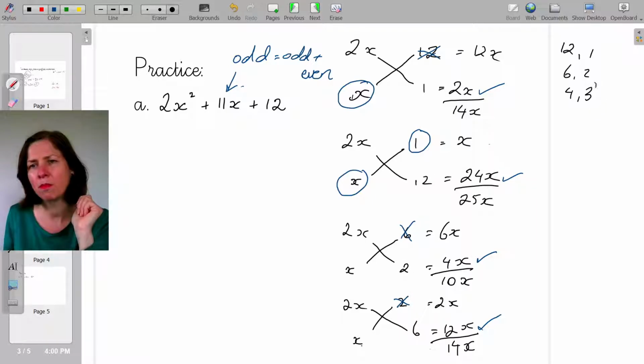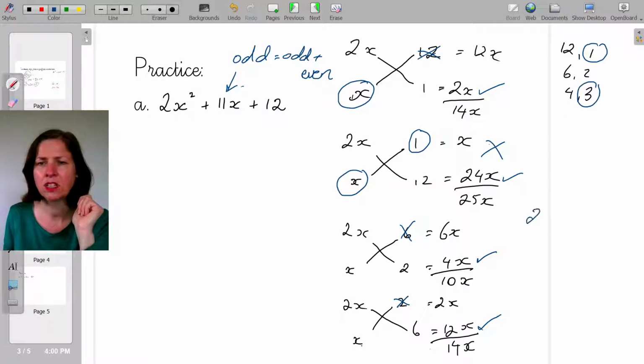So where are my odd numbers? There and there. I've already tried this and it didn't work. So now I'm going to try this, the 4 and the 3. So let's do that. 2x times x. And then I'm going to put a 3 here and a 4 here. 2x times 4 gives me 8x.